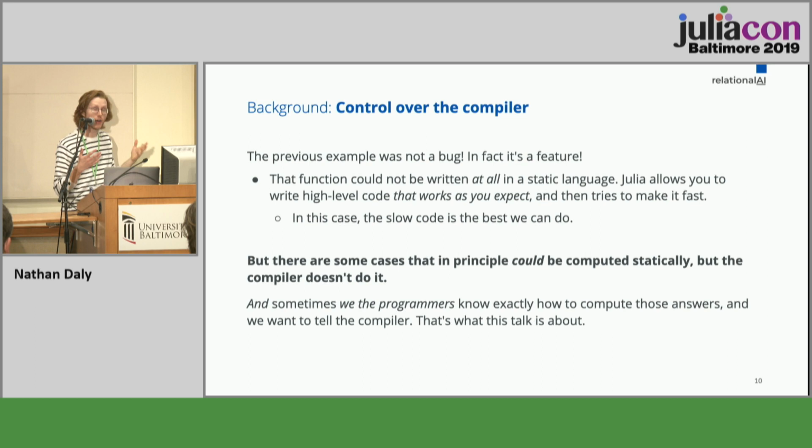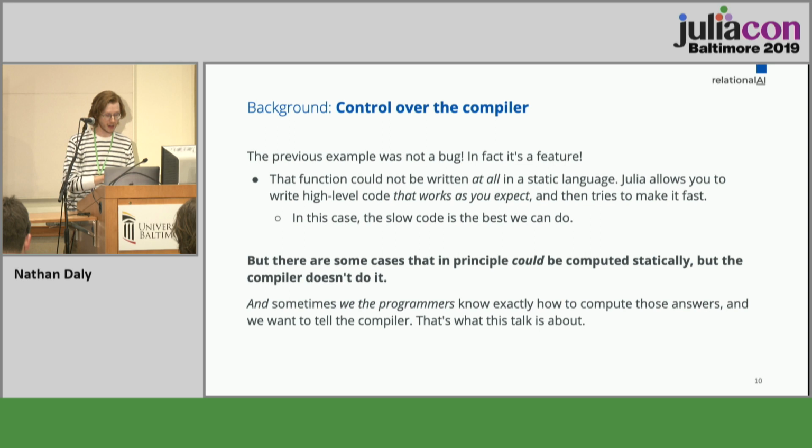The fact that we could write this function in Julia at all is super cool. In a static language, you just aren't allowed to write a function like that, where you're indexing and getting a different type based on runtime values. This is, from my impression, Julia's philosophy: we let you write high-level code that works like you expect it to, and then we try to make it fast when we can. But in this case, that slow code's the best we can do.